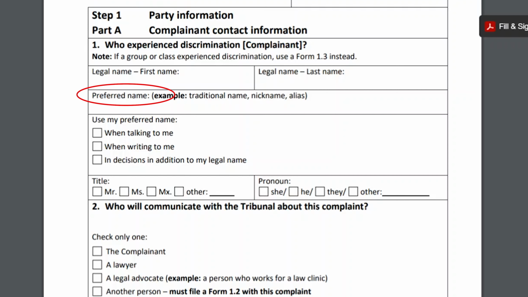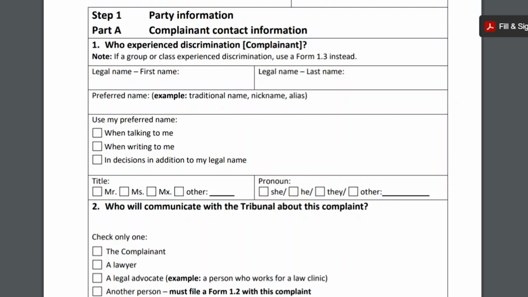Preferred name. Fill in this section with any other name that you go by. You can specify in the box beneath when you want your preferred name utilized. Unfortunately, in all decisions, your legal name will appear, be it a dead name or otherwise. Title. Select the title you most identify with or write in your own. Pronoun. Select the pronouns you most identify with or write in your own.